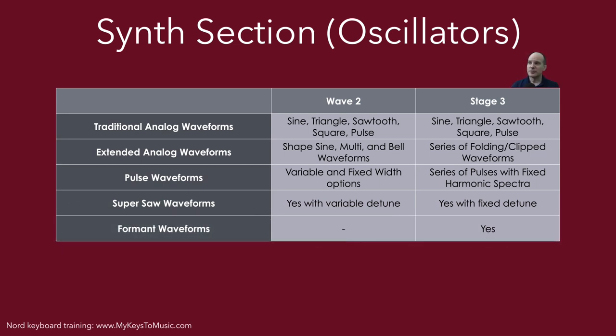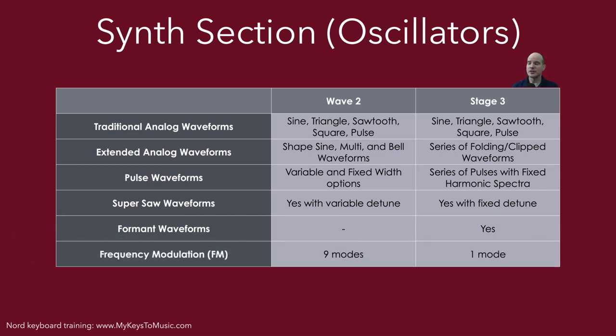Interesting to note that the Wave 2 does not have the formant type waveforms. Those are the ones that sort of emulate the human voice a bit. The Stage 3 does have those formant waveforms, although I can honestly say for me personally, I didn't really use those much or take advantage of that feature, but it is something to note that the Stage 3 has and the Wave 2 does not.